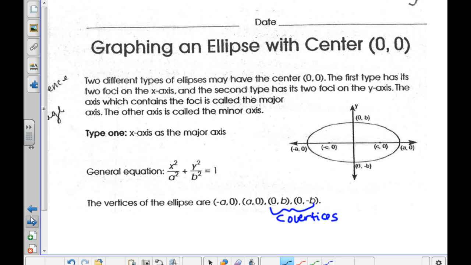Is this the next page that you have? This is 5B. This is just notes. It says 2 different types of ellipses will have their center at 0, 0. When the foci are on the x-axis, then it will go horizontally. Okay, so x will be the major axis. And the vertices will be at plus or minus a, 0, and the co-vertices at 0, plus or minus b.